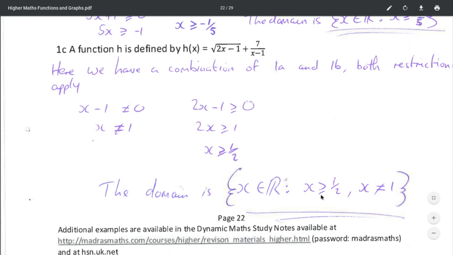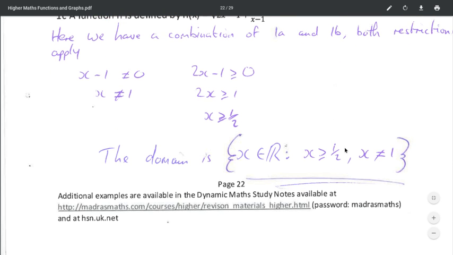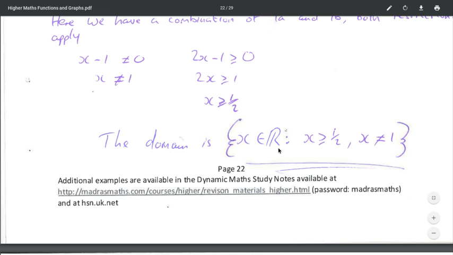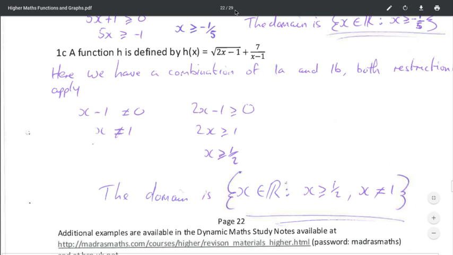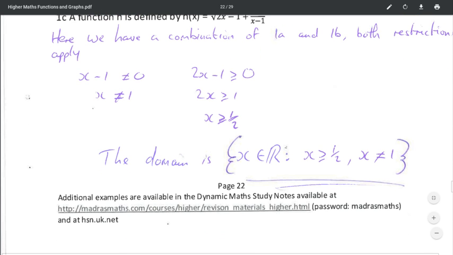So we need to consider both of these when doing our final answer. So x is an element of R, x is greater than or equal to 1/2, and x is not equal to 1. Okay, so that covers both of them. That's covered the issue of square rooting a negative. It's also covered the issue of dividing by 0. So there's two things to do in that question.